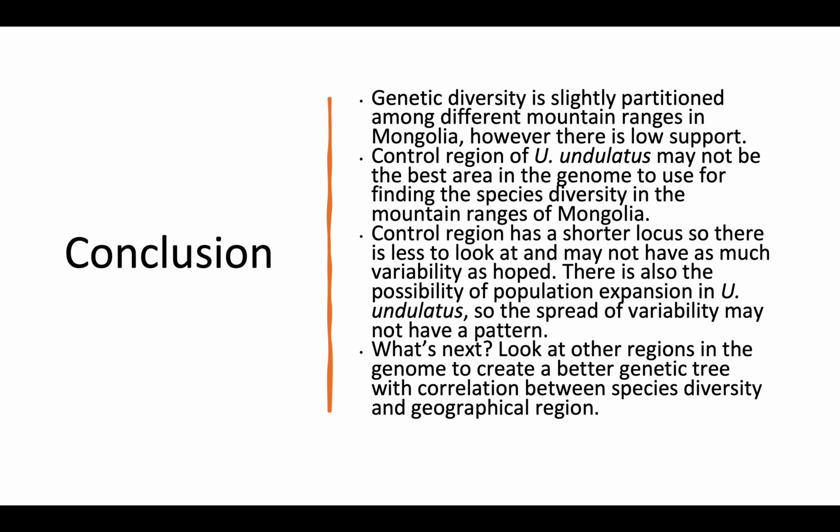There's also the possibility that there is population expansion of Urocitellus undulatus, so the spread of variability may not have a pattern, or at least not yet. So what's next? We can look at other regions in the genome to create a better genetic tree with correlation between species diversity and geographical region.